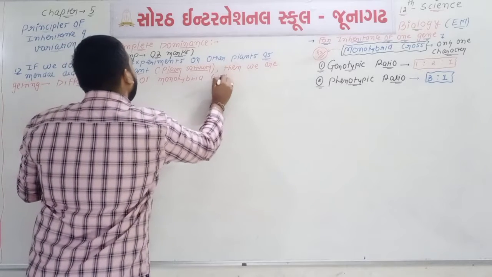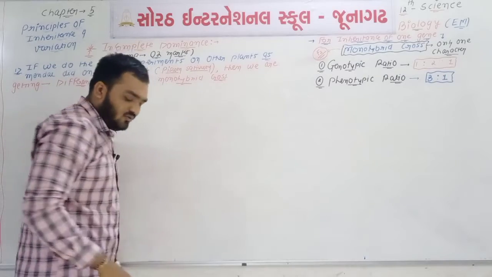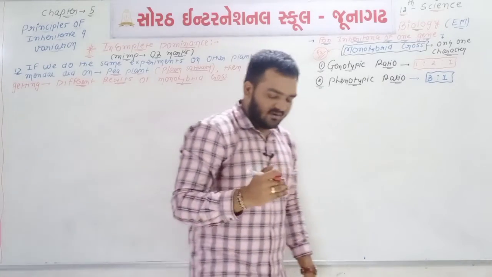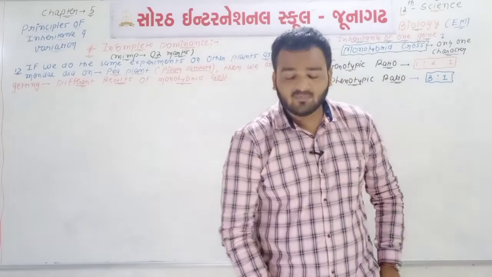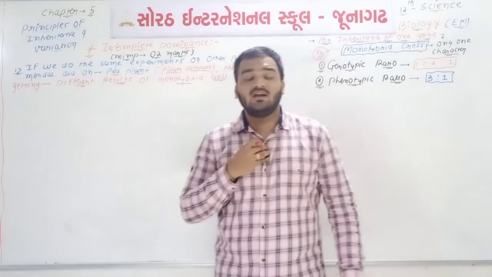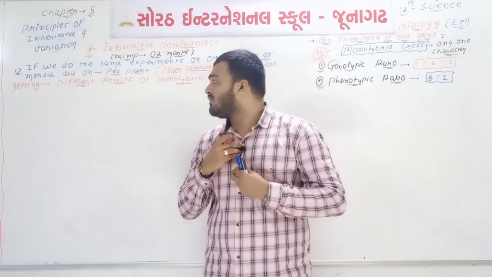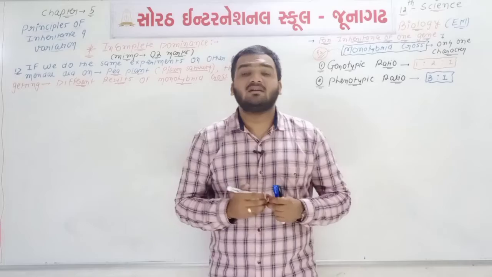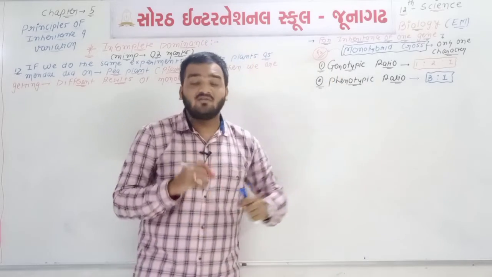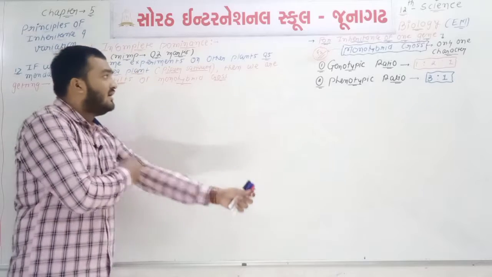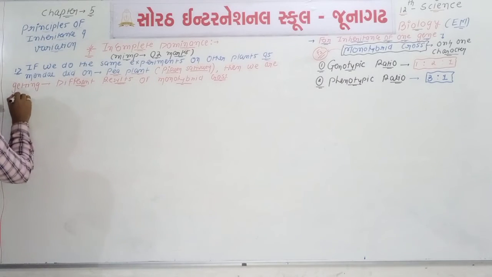It means if we are doing a monohybrid cross on other plants, not in Pisum sativum, then we are getting a different type of result. We are not getting this result, which means some exceptions are there. So incomplete dominance is an example of these exceptions.